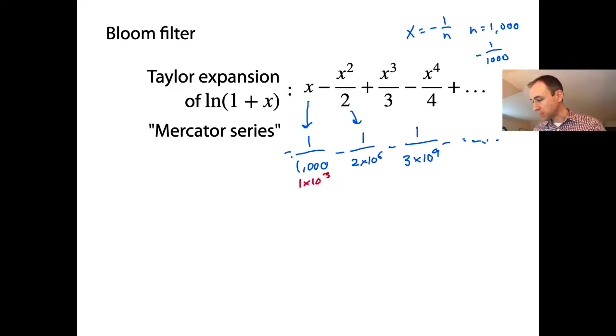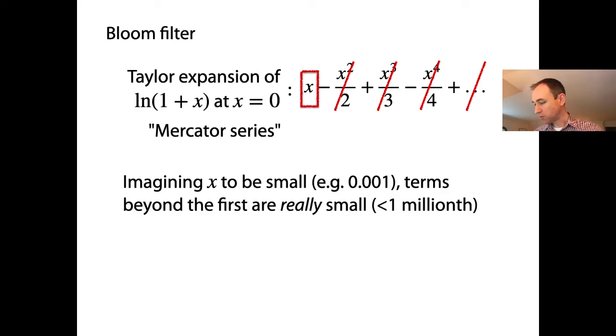If we just look at the exponents, we can see that these fractions are getting very small very quickly. We've got 1 in 1,000, 1 in a million, approximately 1 in a billion. So it's decaying very quickly. If we were interested in precision out to the thousandths, but not so interested in precision out to the millionths, then we could just stop here. We could just take the x and ignore everything after that in the Taylor series, which would give us a very simple approximation. Our approximation for natural log of 1 plus x is just x. Imagining x to be a small number, like 1 in 1,000, terms beyond the first are going to be really small, less than a millionth. So we can just go with that first term as our approximation.